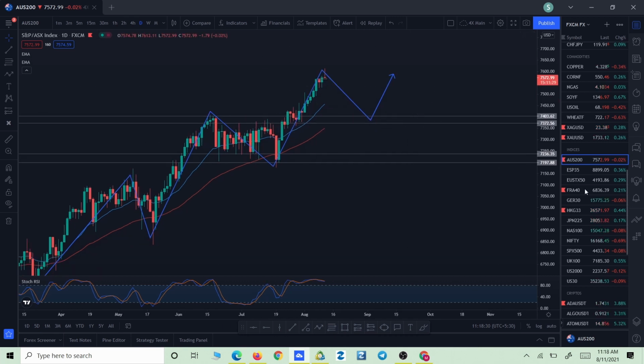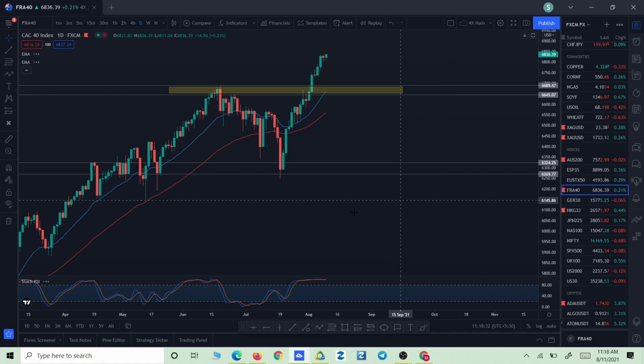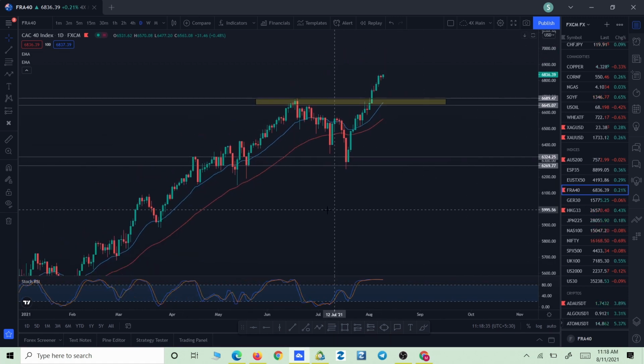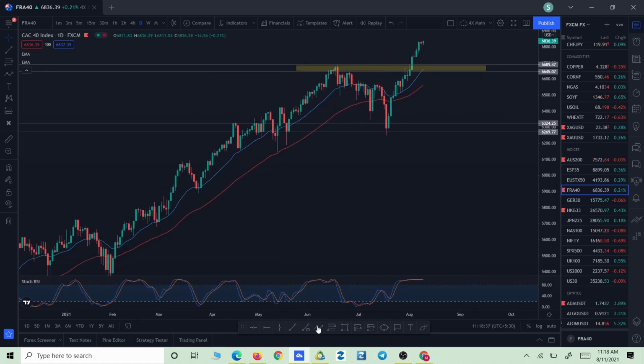So next we are going to talk about the France 40. As you can see, the price is in an uptrend, making consistent higher highs and higher lows. Starting from here, we have the high, higher low, higher high, higher low, higher high, and it's the same low, I believe. So right now the price broke and closed above the previous high.